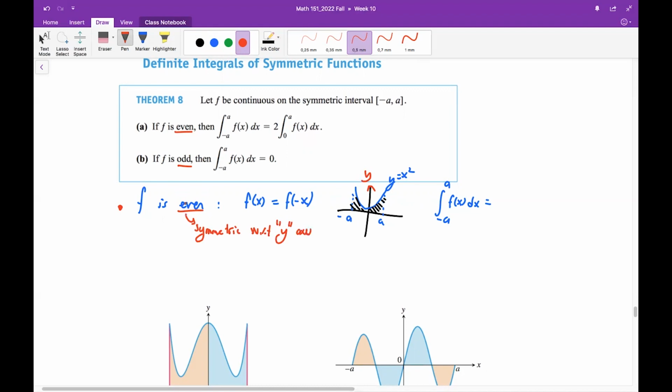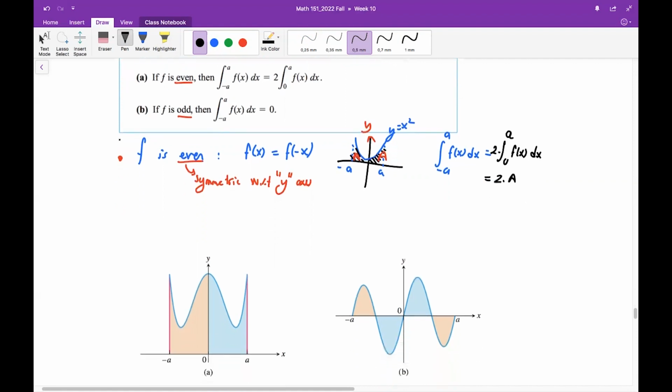Even functions are symmetric with respect to the y-axis. That's why if this area is A, this area will also be A. So the integral from -a to a of f(x) dx will be the same as the integral from 0 to a of f(x) dx times 2. So it is, in fact, 2a.